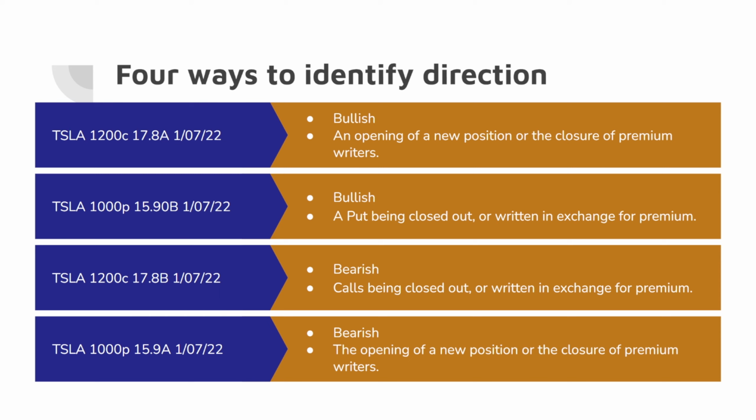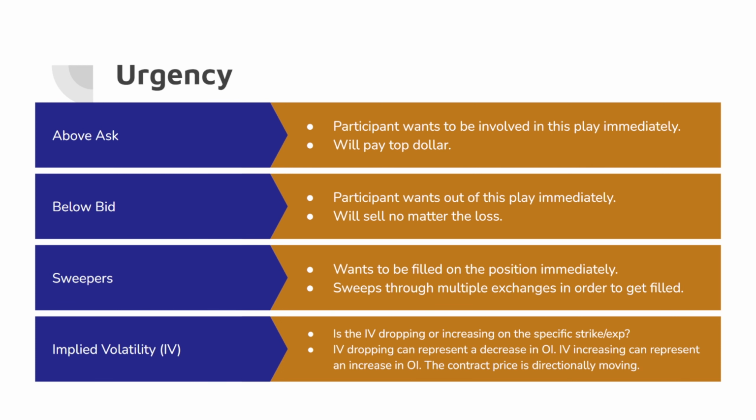If you think understanding bid-ask side on puts and calls is enough to start making you money, you're wrong. The urgency behind the exchange is the most important piece of information. So we have 4 new opponents that enter the ring. We have above ask, below bid, sweepers, and implied volatility. Above ask, this is when the participant wants to be involved in the play immediately. Below bid is when they want out. Sweepers, this is when they want to be filled on the position immediately. They will sweep through multiple exchanges in order to get filled.